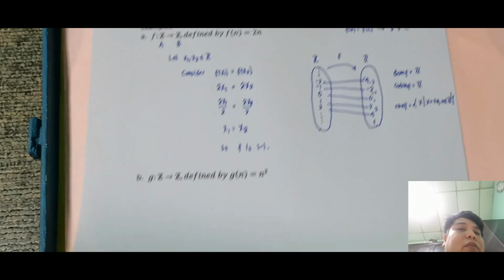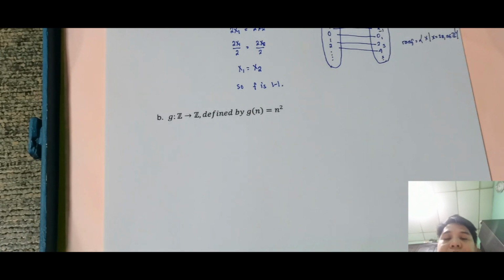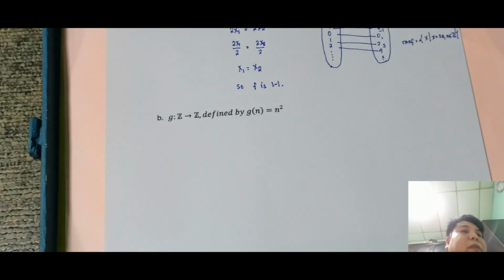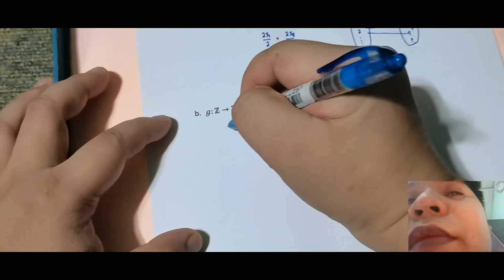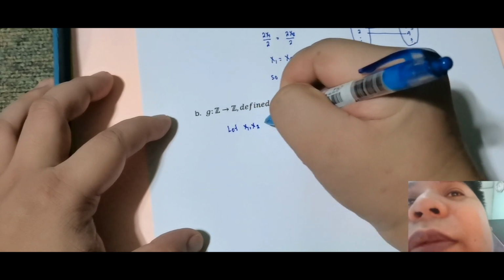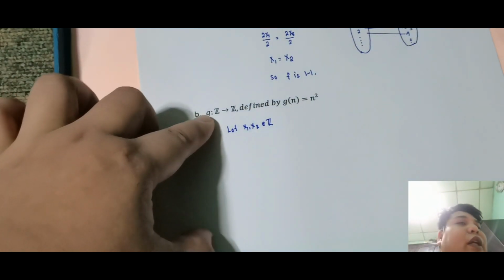Okay, so let's have number 2, G. For letter B pala. So G is a function mapping from Z to Z ulit, ganun pa rin, defined by G of n is equal to n squared. Ganun ulit. So let x sub 1 and x sub 2 be elements of integers. Bakit integers? Ayun kasi yung A, tandaan yan.